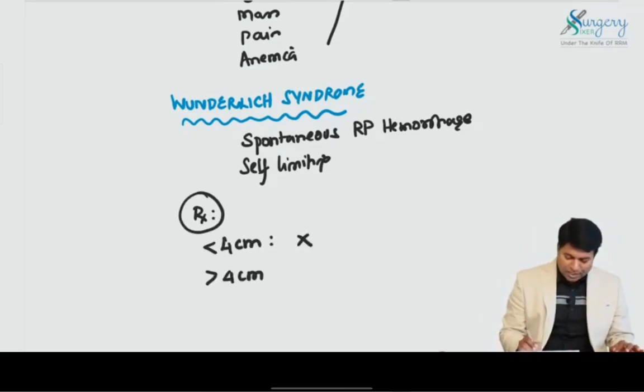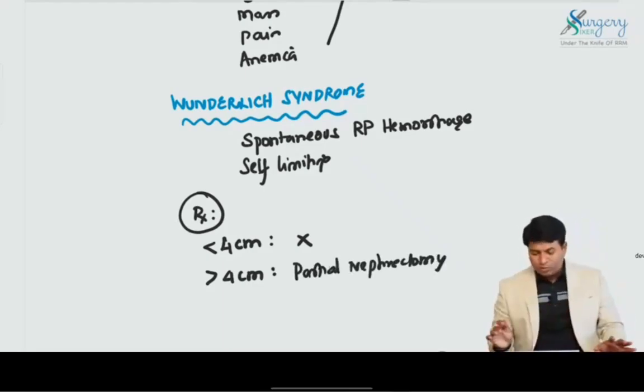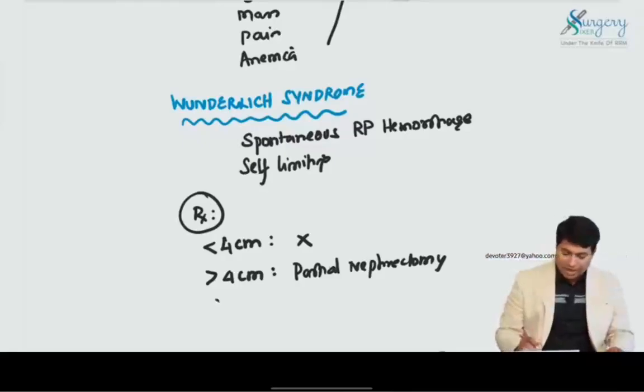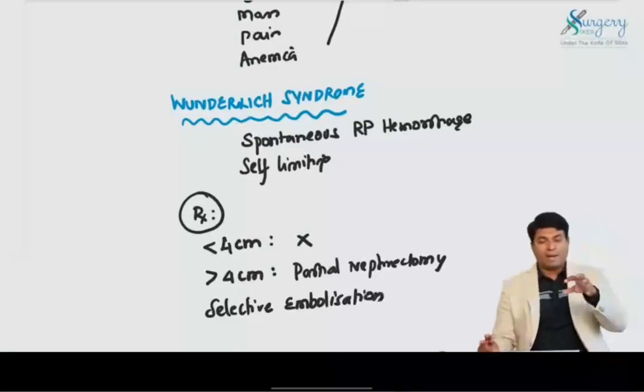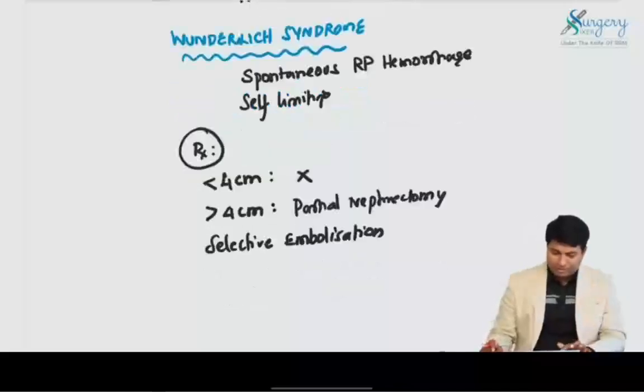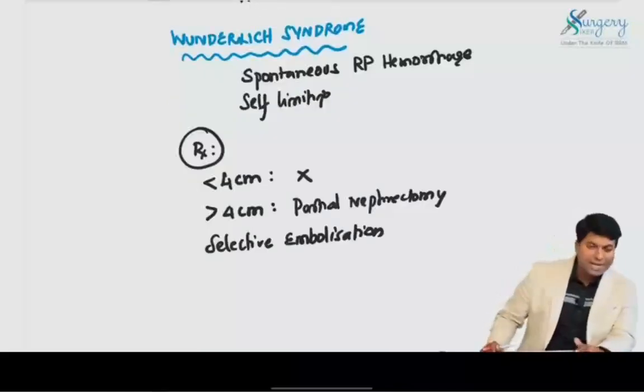If it is more than 4 cm, we can do partial nephrectomy. So please remember, less than 4 cm, nothing to do. More than 4 cm, we can do partial nephrectomy, or we can go for selective embolization of the branch vessel supplying that tumor, if you don't want to do nephrectomy. Anyhow, nothing to worry. The only problem it can cause is bleeding, and it will stop by itself. That syndrome is Wunderlich syndrome.